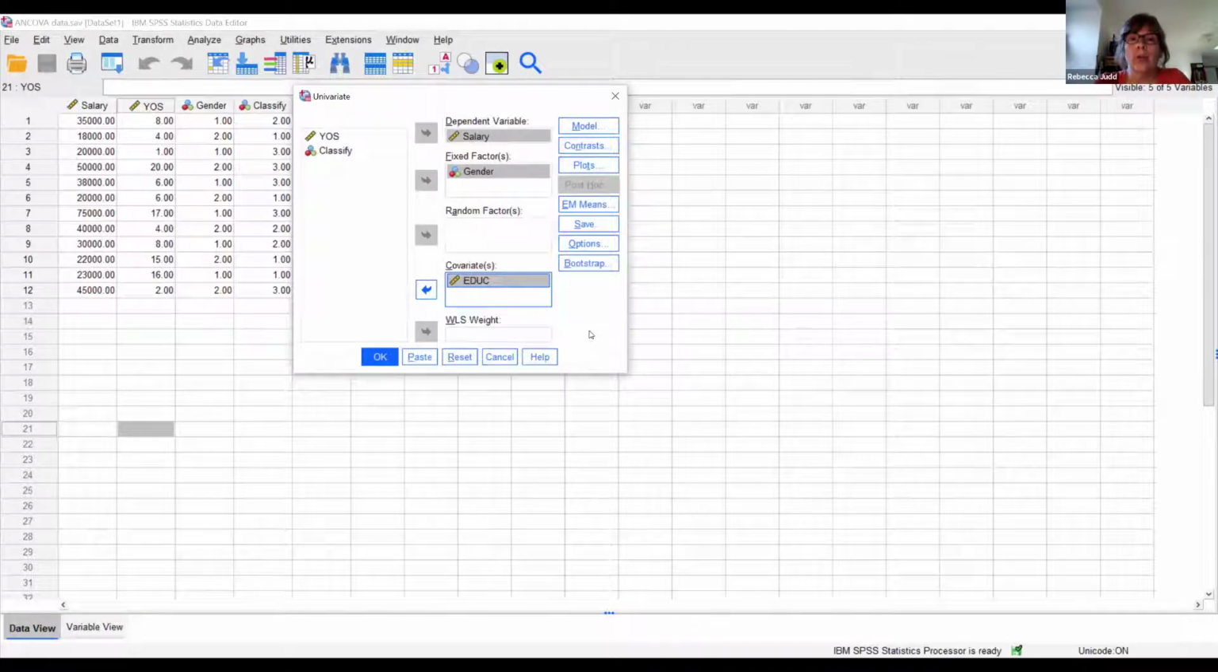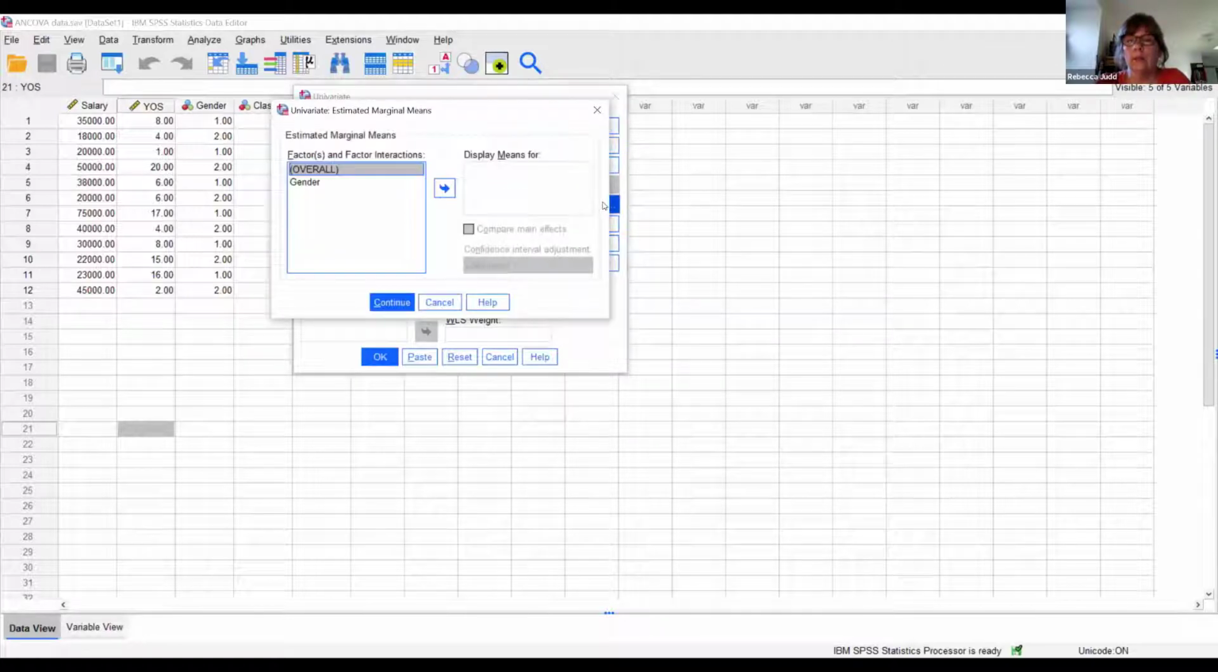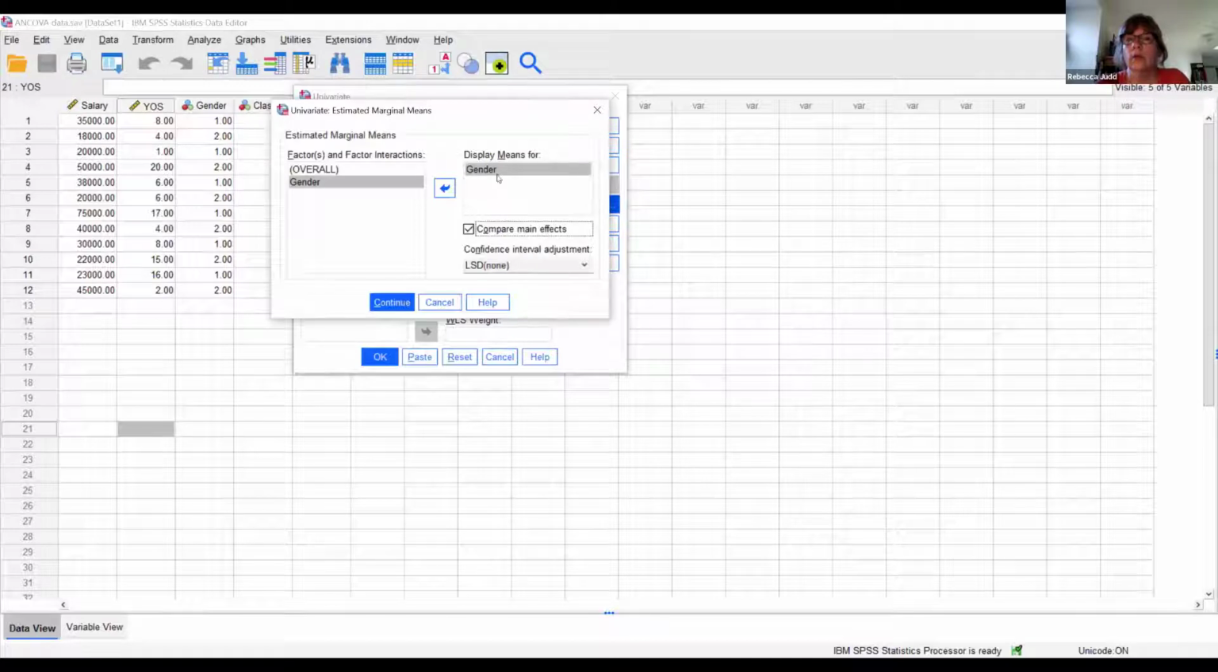Now, we're going to go into our EM means, and we're going to move gender over there, and we're going to say compare main effects. So you've got display means for gender and compare main effects. And then this is where we're going to change. We're going to choose the Bonferroni. And we're going to say continue.